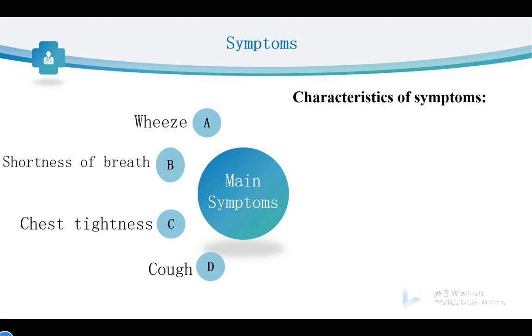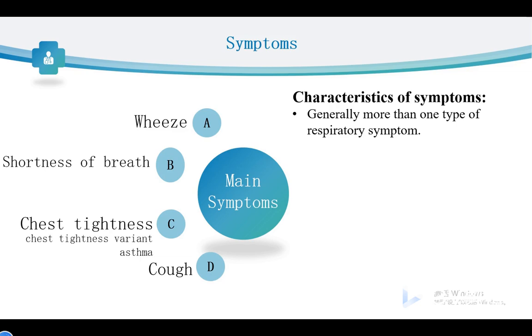Okay, let's look at more details about the characteristics of the symptoms. Firstly, patients with asthma usually have more than one type of respiratory symptom. If the patient has chest tightness predominantly, it will show the chest tightness variant asthma, and some other people usually have just chronic cough, and that is the cough variant asthma.